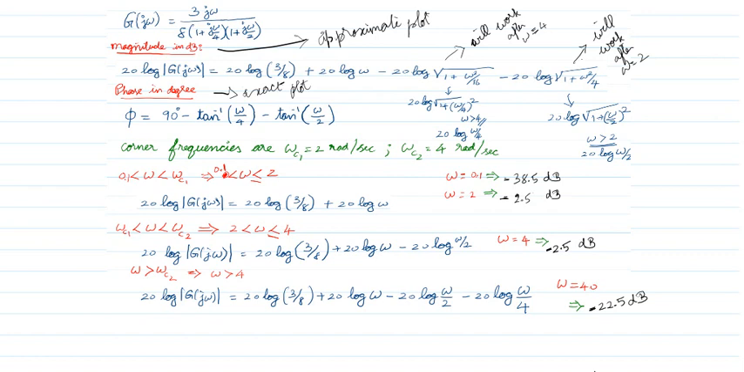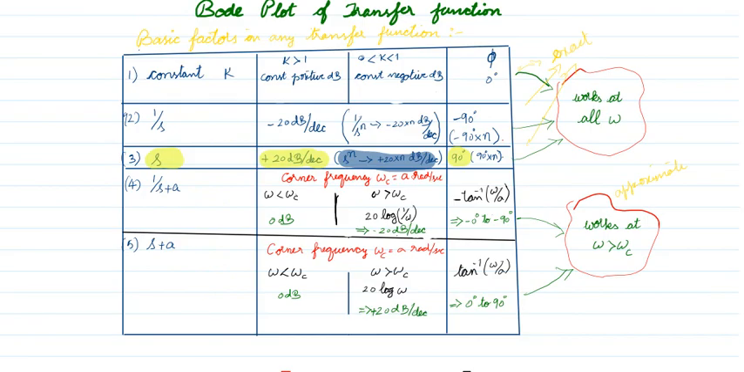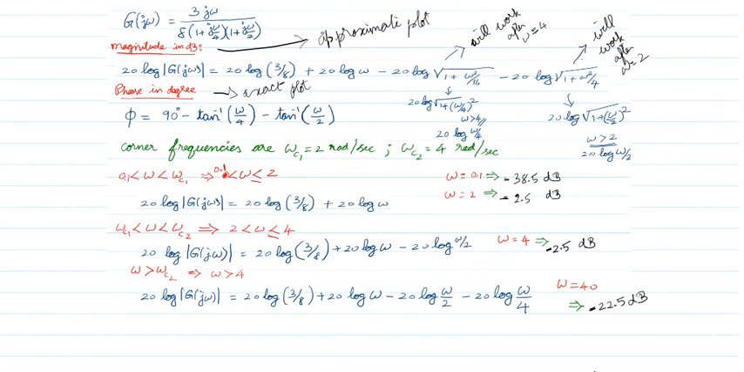And this constant and this 20 log omega, those things we are seeing in the first slide already, right? This constant and omega, that is your S, 1 by S, these will be functioning at all frequencies. But 1 by S plus A will function only after A. S plus A will function only after omega C equal to A. Before that frequency, their contribution is 0. Okay, that is what we are seeing here.